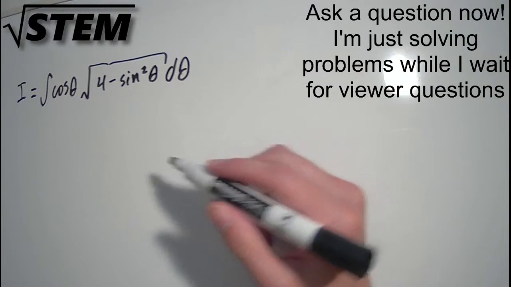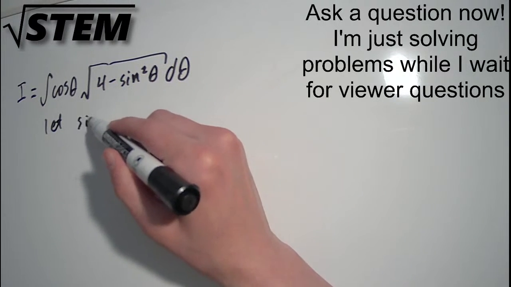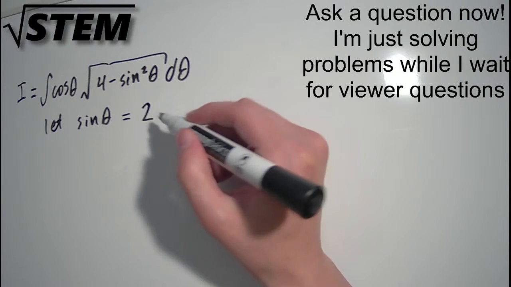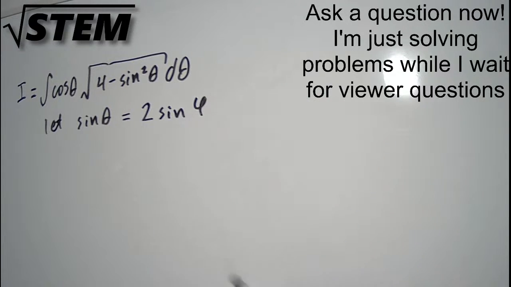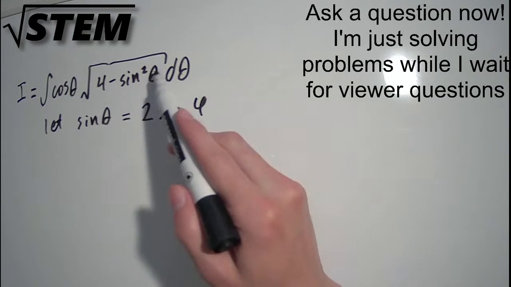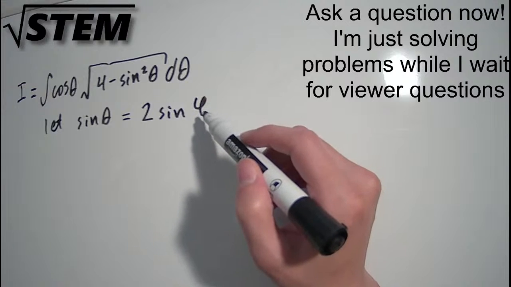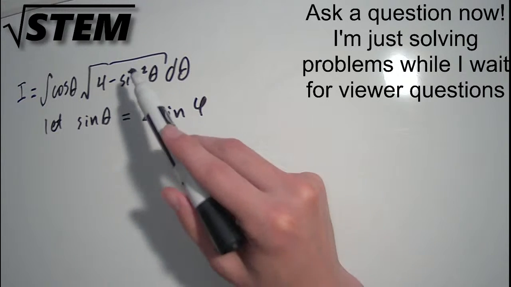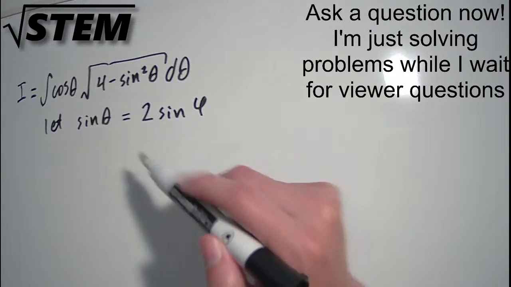What if we let sine of theta equal 2 times the sine of some new variable phi? Then sine squared would be 4 sine squared of phi, and then we could factor that out and we get 1 minus sine squared of phi inside of here. But how would this play out?